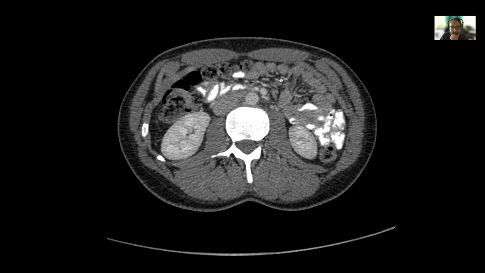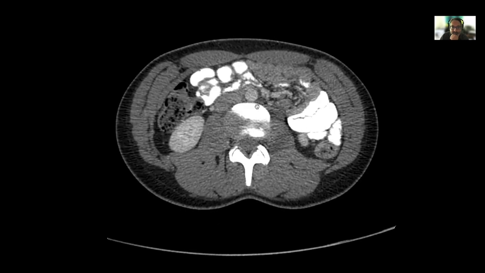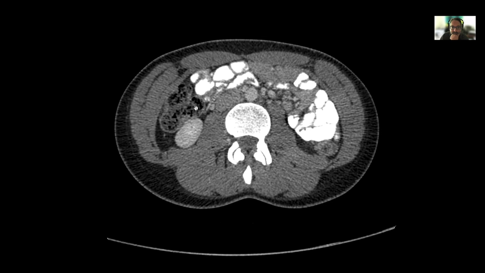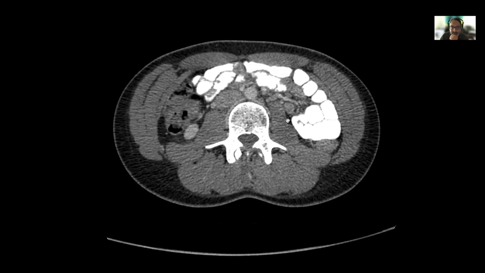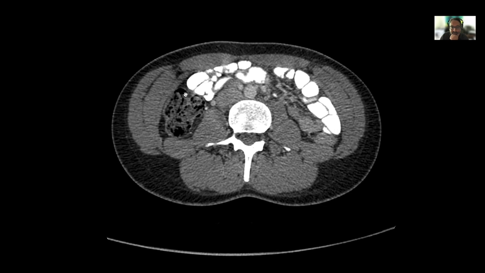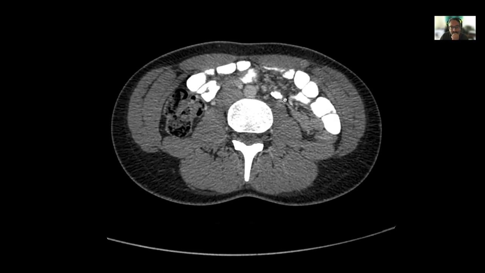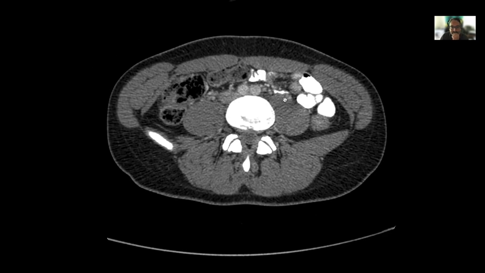This all is ileum. And this is the descending colon. And if we go further down, this is the ascending colon. This is all ileum. And this is the descending colon. If you go further down, it's more or less the same. Let's go into the pelvis.